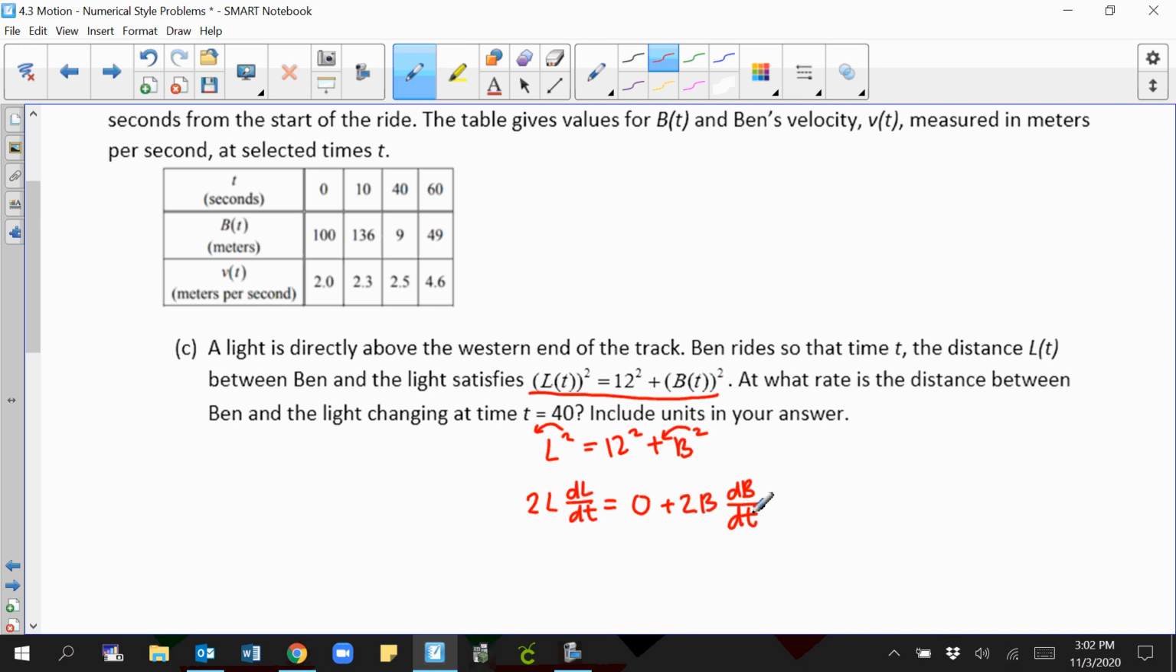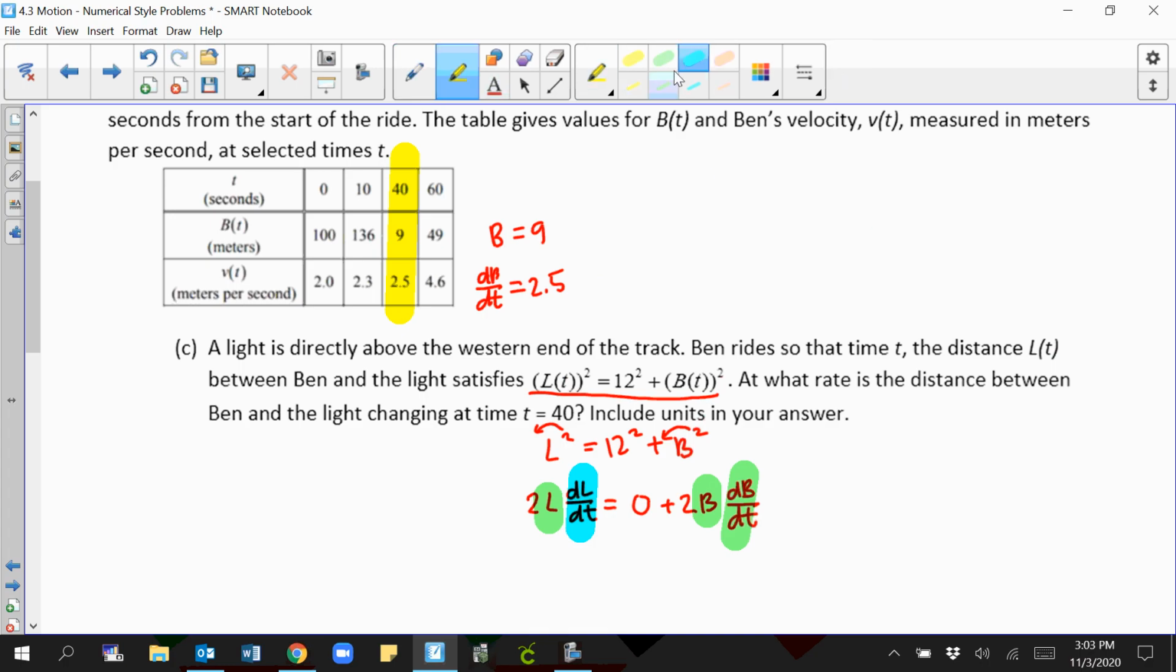So at what rate is the distance between Ben and the light changing at the time t is equal to 40? So if we're talking about t is equal to 40, we're looking at this right here. So if I'm looking at all of my variables, I need to figure out what L is. I need to figure out what B is and what dB/dt is. And then what I'm looking for is dL/dt. At what rate is the distance between Ben and the light changing? So I can get B and dB/dt from my table right here. B is going to be equal to 9, and dB/dt, the derivative of B, is going to be that 2.5. What I'm missing that I still need to find is my L.